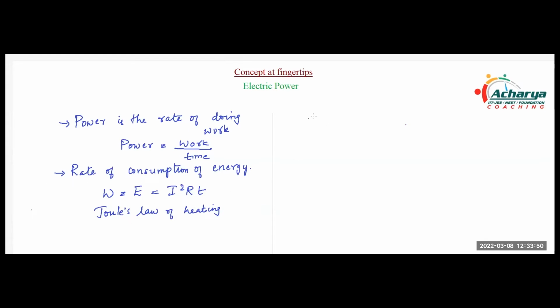So from this we can say power is equal to work divided by time, which is also equal to I squared RT divided by T. And we get P is equal to I squared R. So this quantity, we call it electric power.